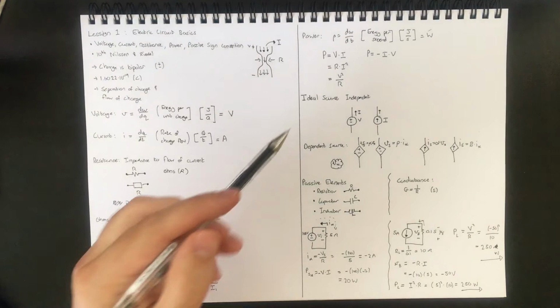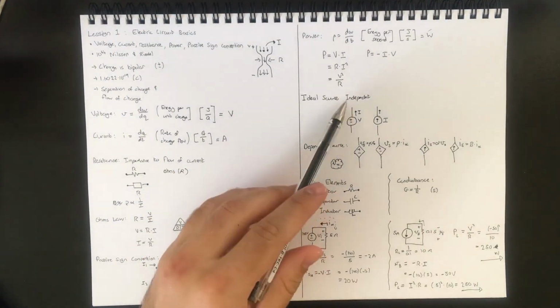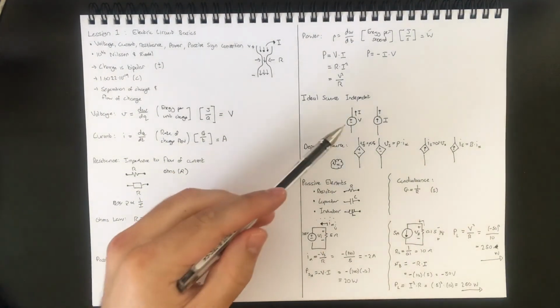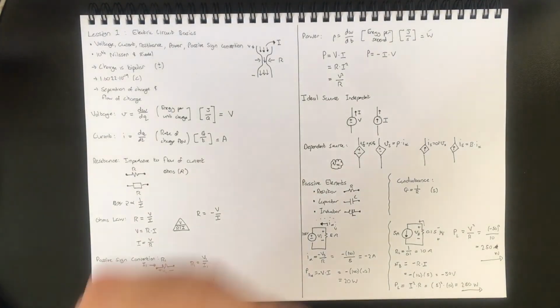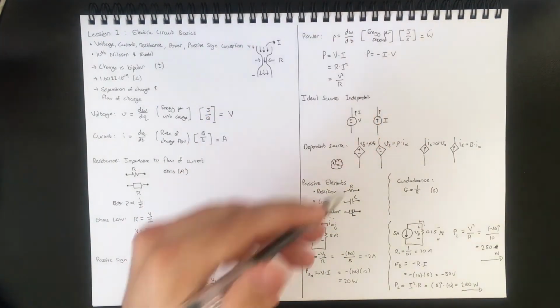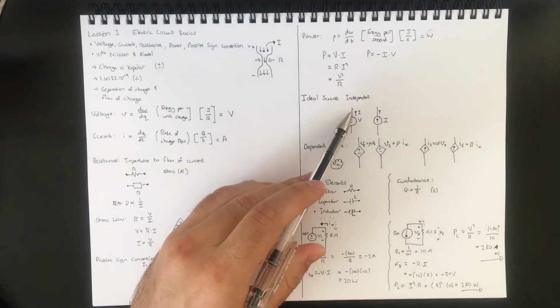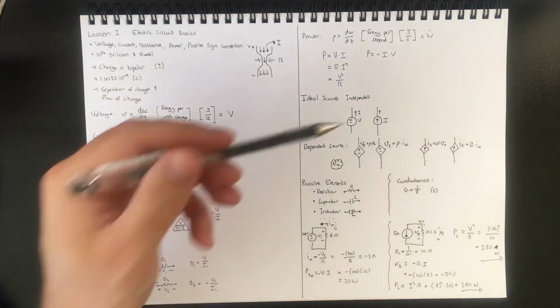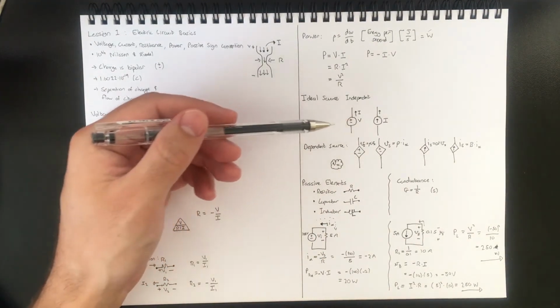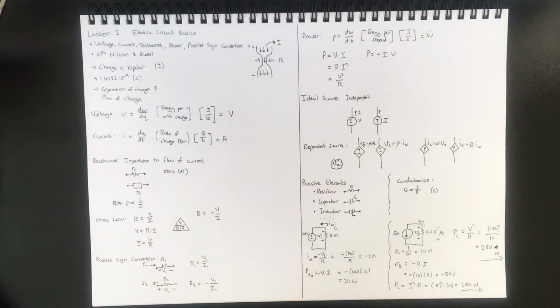So I defined two ideal sources. These are independent sources, so they will supply a constant voltage or current no matter what the rest of the circuit looks like. We define the current leaving a voltage source out of the positive terminal. This adheres to the passive sign convention because this is in fact delivering power and not absorbing power. Similarly for the current source.